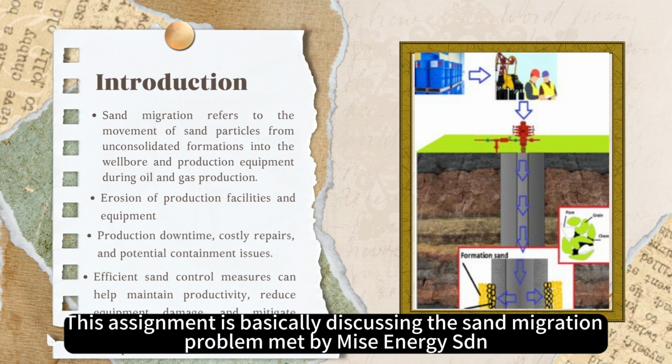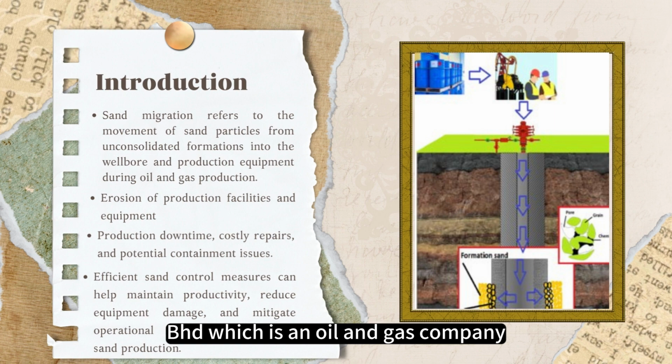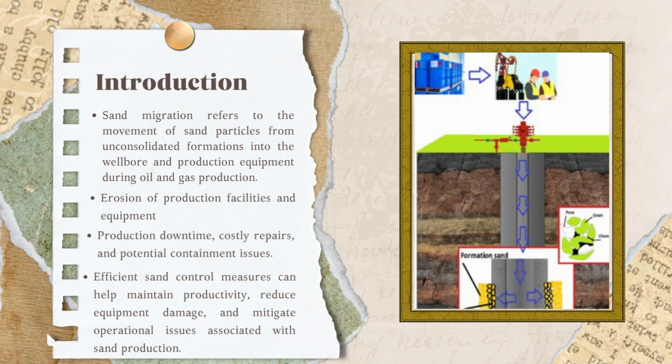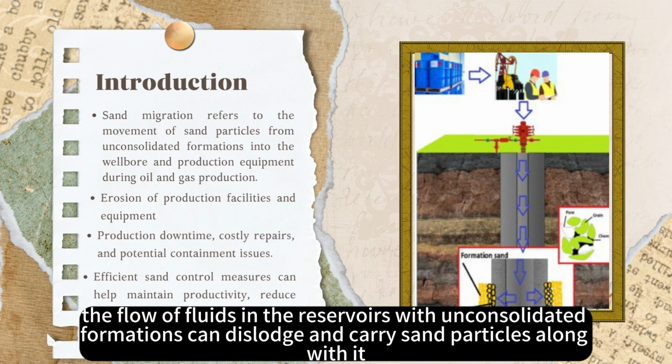This assignment is basically discussing the sand migration problem met by Mice Energy Sdn Bhd, which is an oil and gas company. So, what does sand migration actually mean? Sand migration refers to the movement of sand particles from unconsolidated formations into the wellbore and production equipment during oil and gas production. During the production, the flow of fluids in the reservoirs with unconsolidated formations can dislodge and carry sand particles along with it.